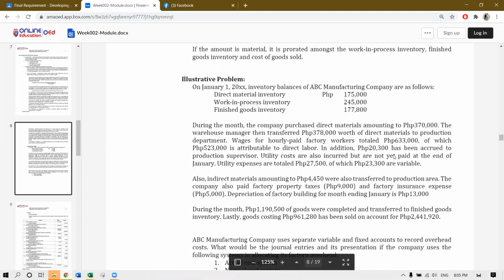The 20,300 accrued to production supervisor, is it direct or not? These are part of indirect cost. Is it fixed or variable? So here, it is variable. So let's check: 2,300 plus 27,500 plus 23,300, 71,100. What other variable costs are there?